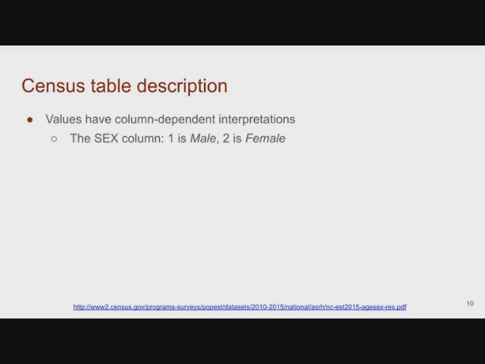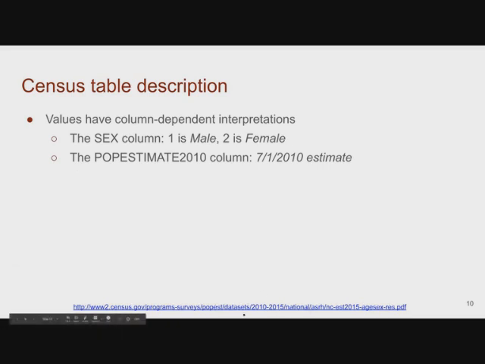In particular, for the sex column, even though it's represented by a number, 1 is going to denote male, and 2 is going to denote female for purposes of the census. The population estimate 2010, if you dive down and look at the PDF that explains all of that, is actually the July 1st, 2010 estimate. July 1st is probably the start of a fiscal year.